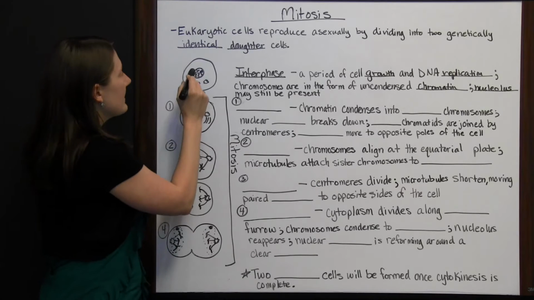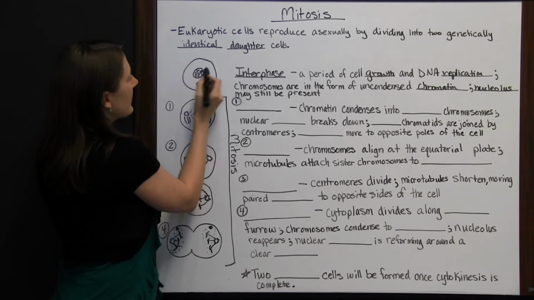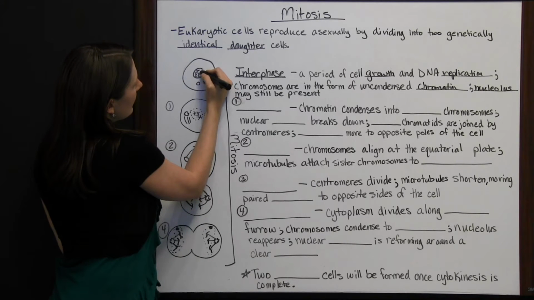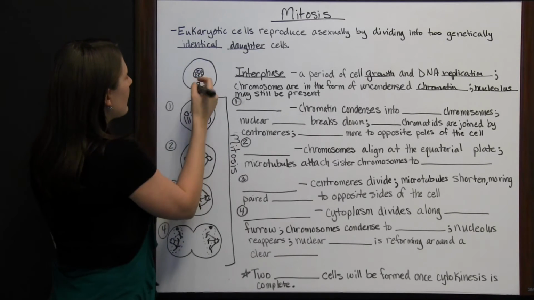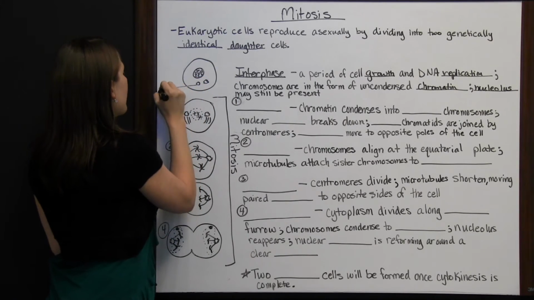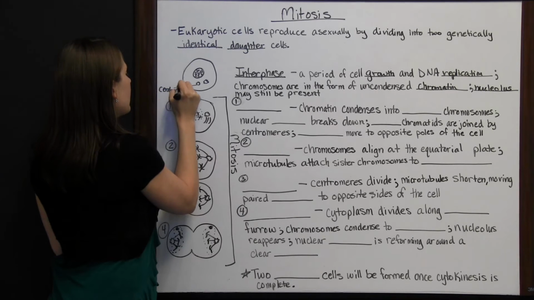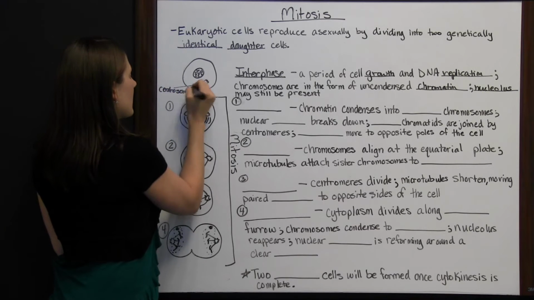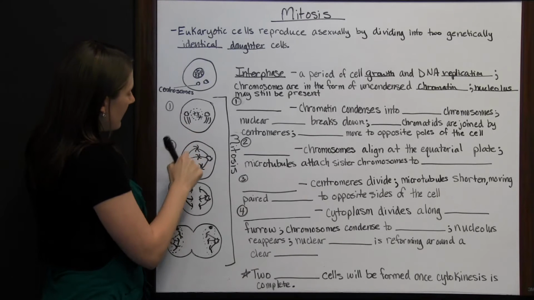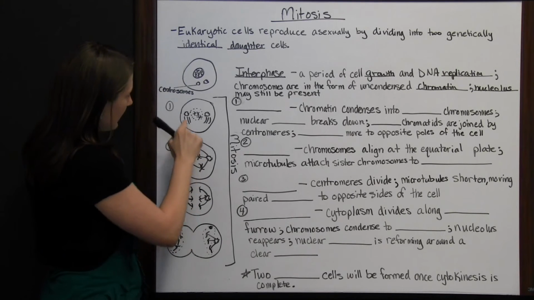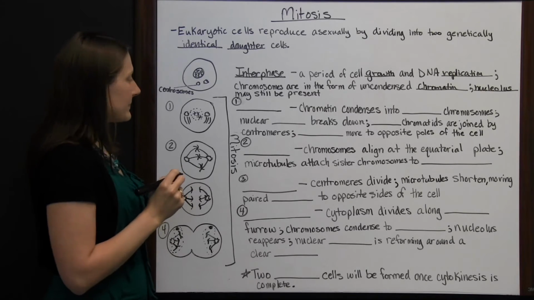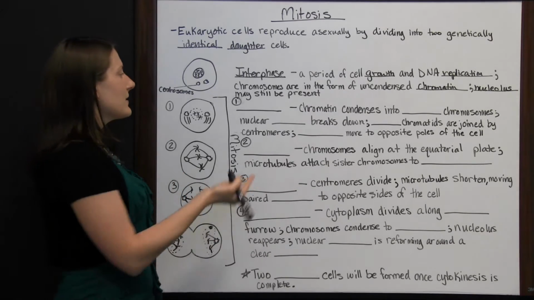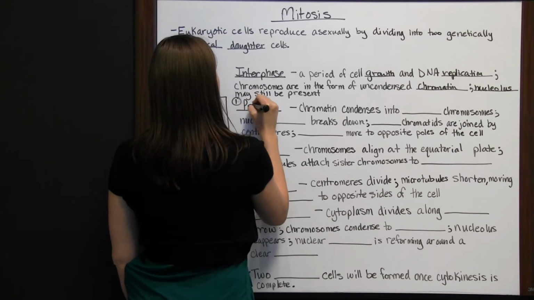So this would be our uncondensed chromatin. This darker dot here would be your nucleolus that you could still see. And these little pieces here would be your centrosomes. So whenever you see them along the rest of mitosis, remember these are the centrosomes. Okay, first stage of mitosis is going to be prophase.